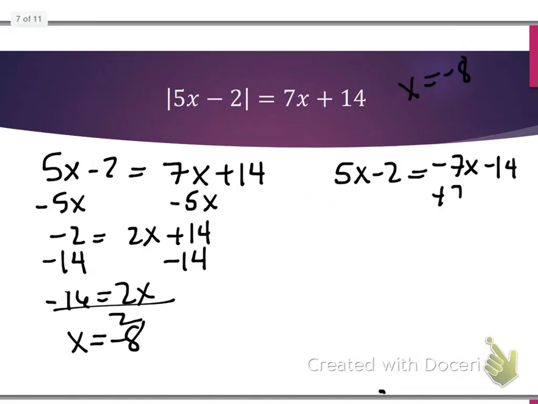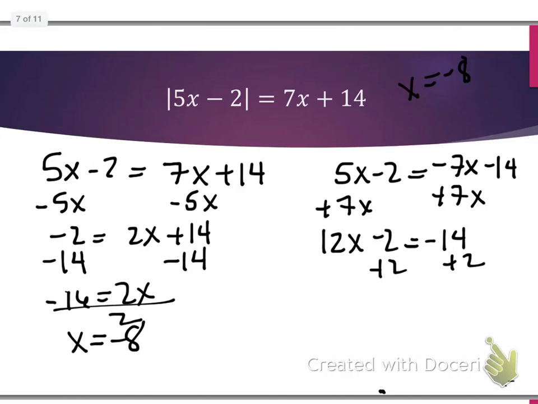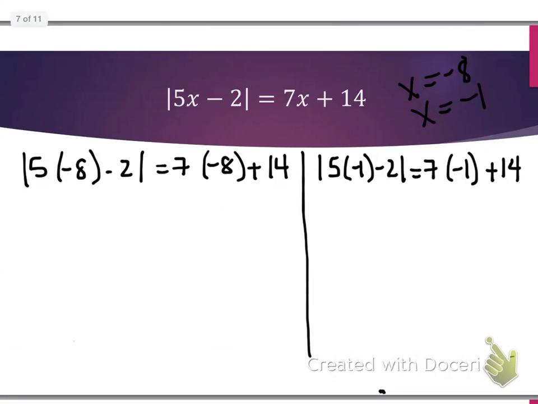So for this one, let's add 7x. Add 2, so 12x is equal to negative 12, divided by 12. So I got x is equal to -1 as well. I'm going to go ahead and erase all this so that we can check both of those. So I went ahead and put -8 in and -1, and I'm going to simplify.